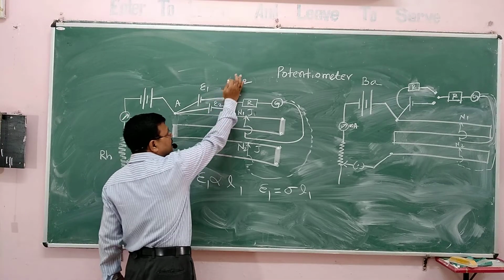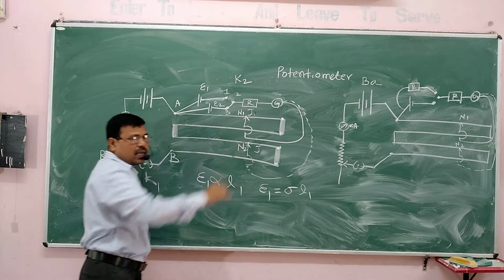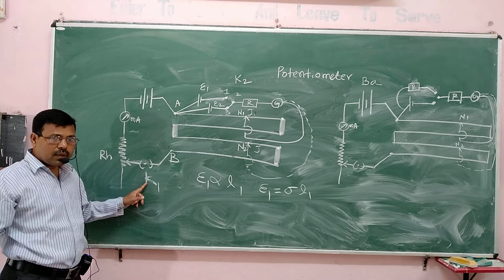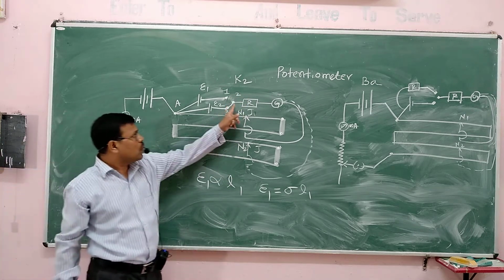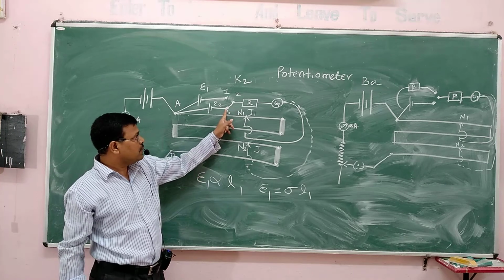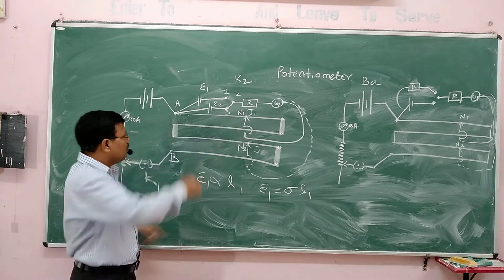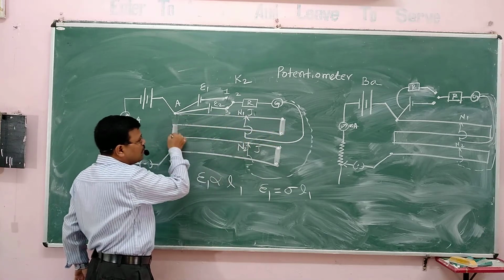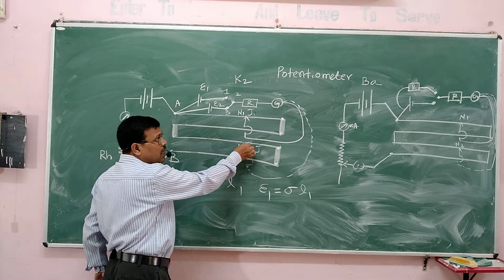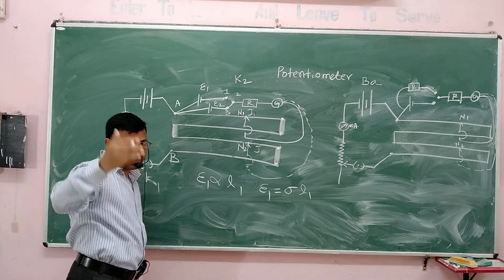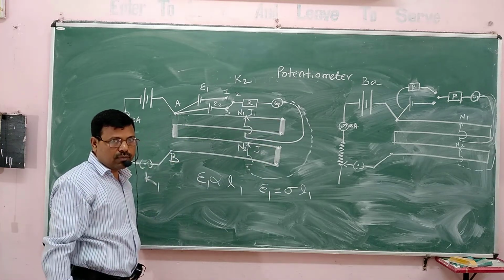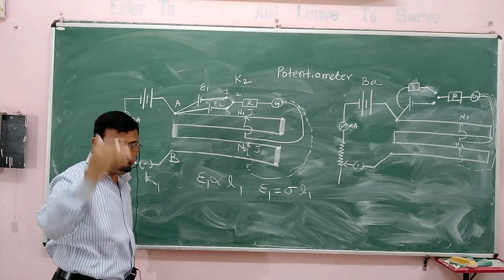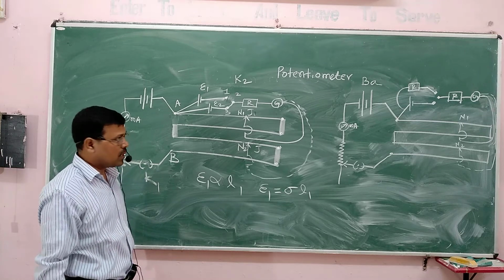Now repeat the procedure for the second cell. Remove the first cell, then connect the second cell. Close K1, close K2 between the terminals 3 and 2. Move the jockey over the wire. Like this you keep on moving till the galvanometer gives zero deflection.